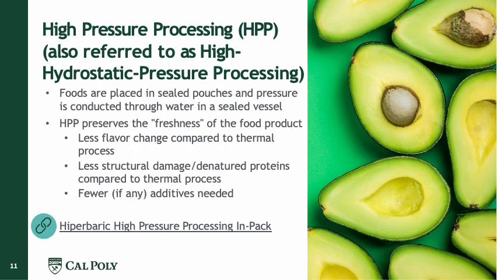So high pressure processing, it's called HPP, and it's also referred to as high hydrostatic pressure processing. Foods are placed in sealed pouches, and pressure is conducted through water in a sealed vessel. HPP preserves the freshness of the product. There's less flavor change compared to thermal processes, less structural damage or denaturation of proteins, and fewer or no additives are needed.